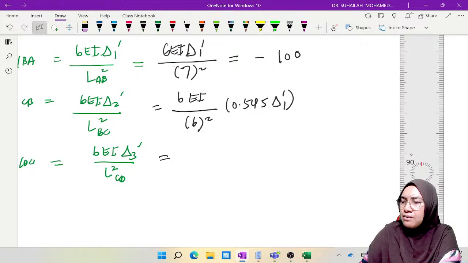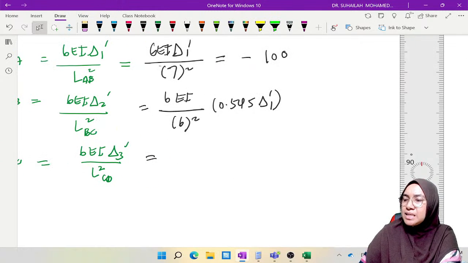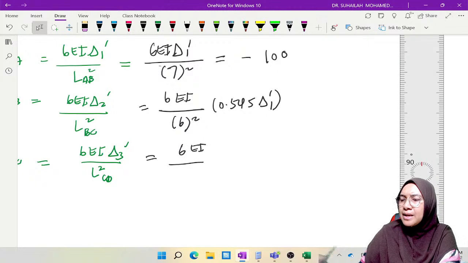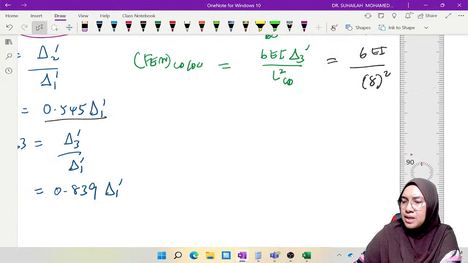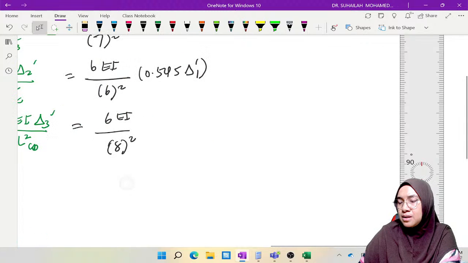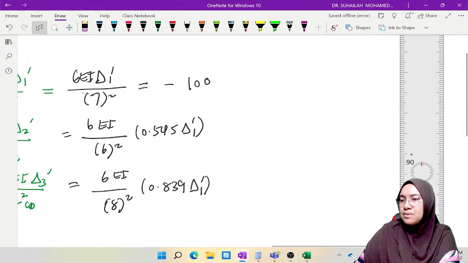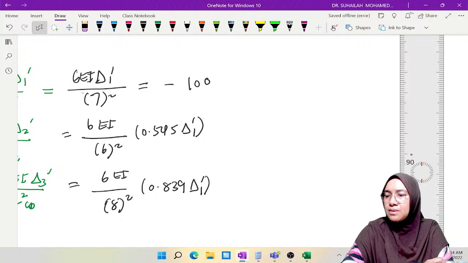And for the third one, 6 EI, the length is 8 square. The ratio is 0.839 delta 1.